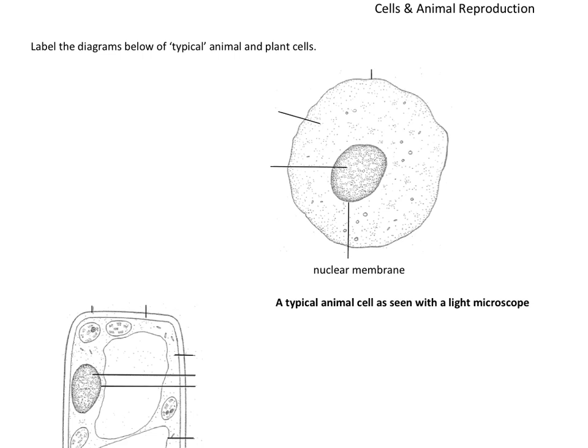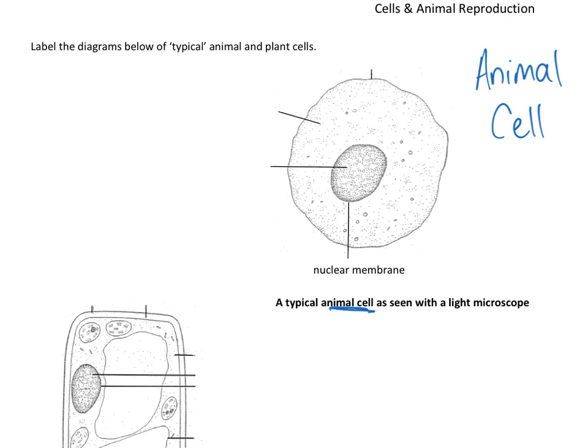You need to be able to label a cell fully and confidently. You need to be able to spell the parts of the cell correctly, and you need to know their function or their job. What do they do in the cell? What job do they contribute to the working of a cell? So as I said, this first cell is a typical animal cell. You might want to write that in bigger writing. It is down here, but just to make it more obvious that this is an animal cell.